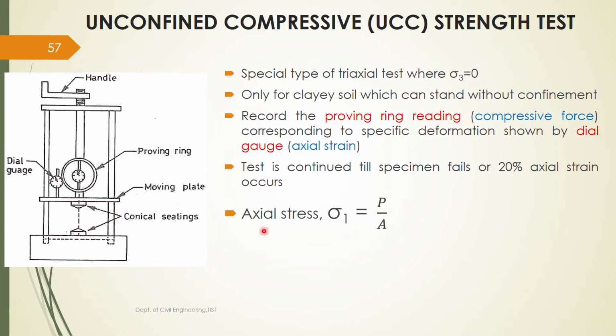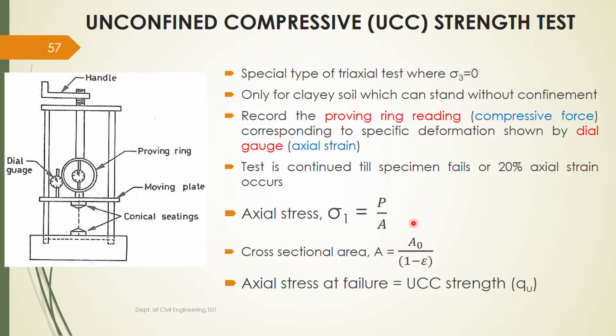See, what happens is when the compressive load is applied, the soil sample bulges. So area is changing for each value. So we need to find out a corrected area, and the cross-sectional corrected area is A0 by 1 minus epsilon. A0 is the initial cross-sectional area and epsilon is the strain value. This corrected area should be used for finding axial stress.